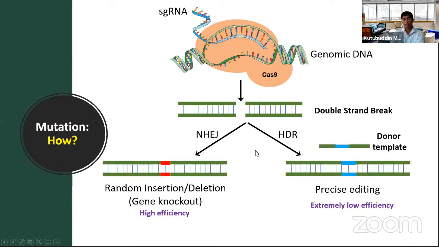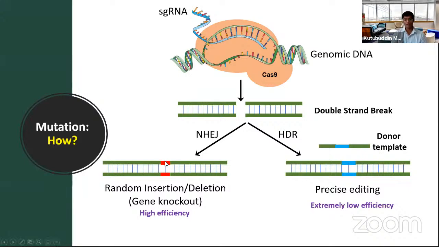And there are two repair pathways in the higher eukaryotes. One is non-homologous end joining, and that's the predominant pathway. Most of the time, the cell repairs its DNA break with this pathway, but this pathway is an error-prone pathway. During this repair, due to error, it inserts or deletes some original bases.